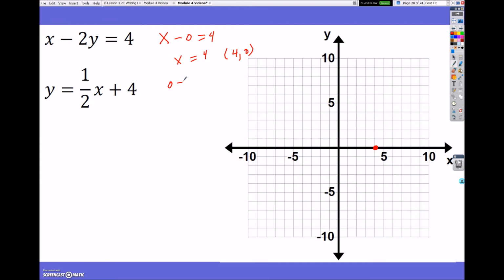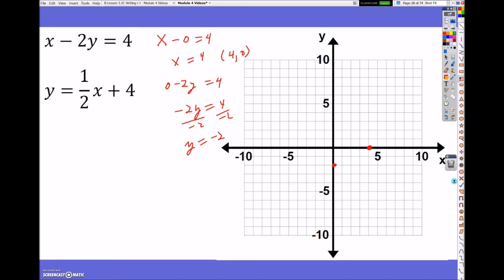The next one would be 0 minus 2y is equal to 4. This would give me negative 2y equals 4. And when I divide both sides by negative 2, I will get y equals negative 2. So my y-intercept right here is negative 2. And then when I connect the dots, here it is right there.